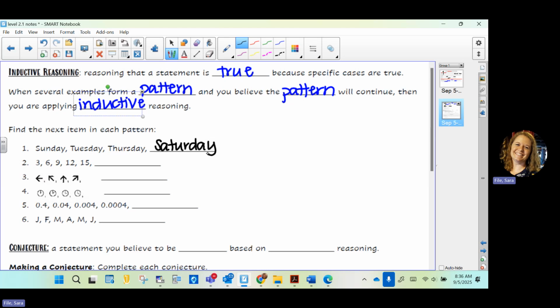Now I'm going to put in parentheses after the term why we chose that. What's the pattern that we are recognizing? So I'm going to put skip a day, or every other day. However you want to word that, put why we put Saturday.